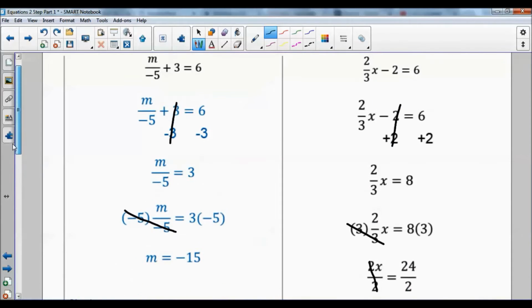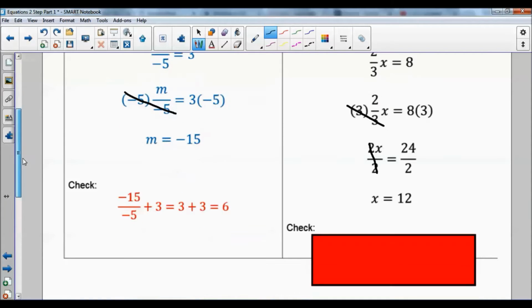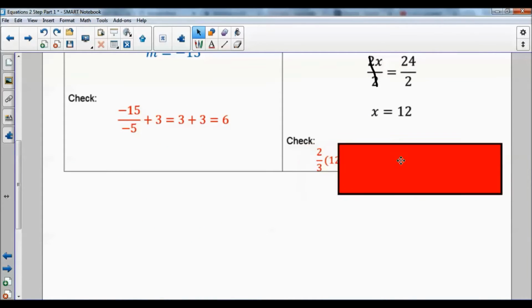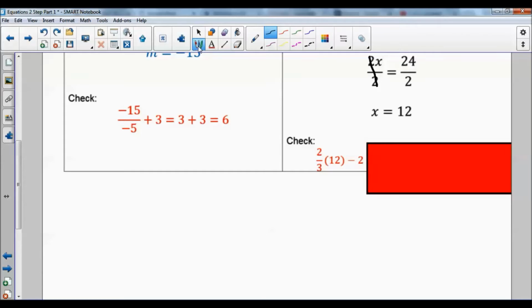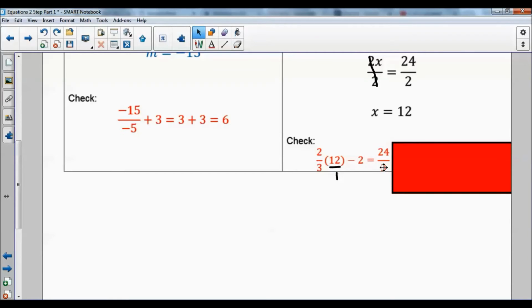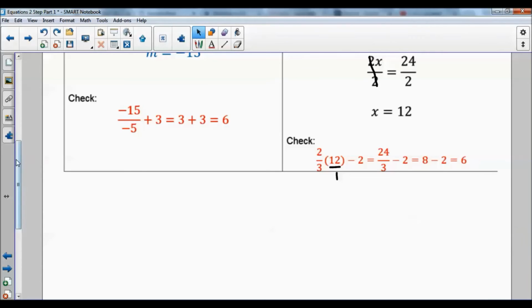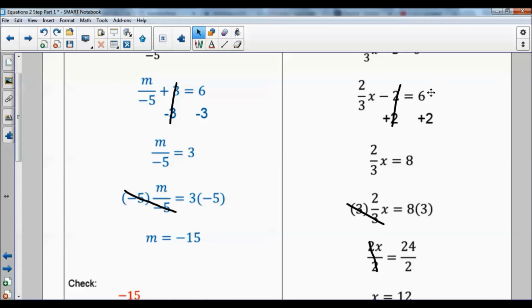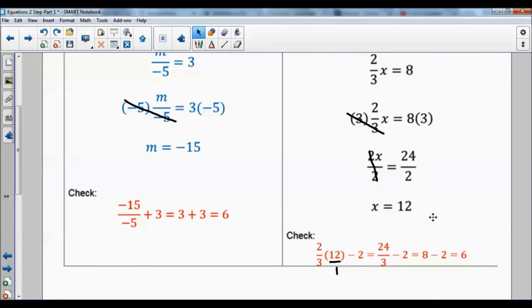So again, we're going to check it. We can plug 12 back into this. So we would have 2/3 times 12 minus 2. Well, 2/3 times 12, you can think of this 12 as 12 over 1. So 2 times 12 is 24, and 1 times 3 is 3. Remember, when you multiply fractions, you multiply across the numerator and across the denominator. So then you have 24 divided by 3 minus 2. Well, 24 divided by 3 is just 8, minus 2 gives us 6, which is what our problem was originally equal to up here, right? 6. So again, we checked our answer, and it all worked out.